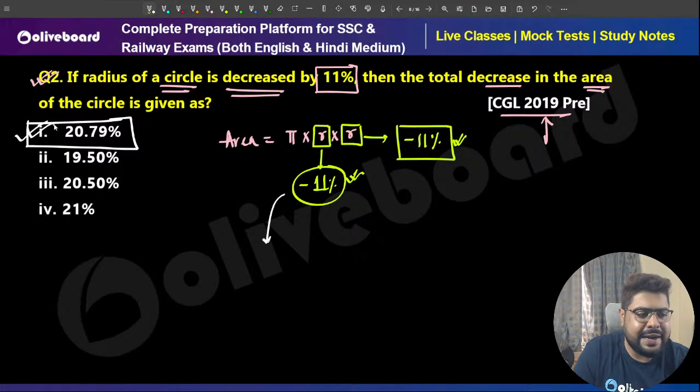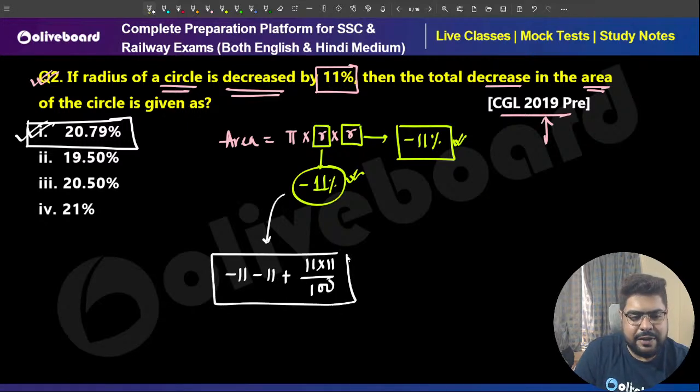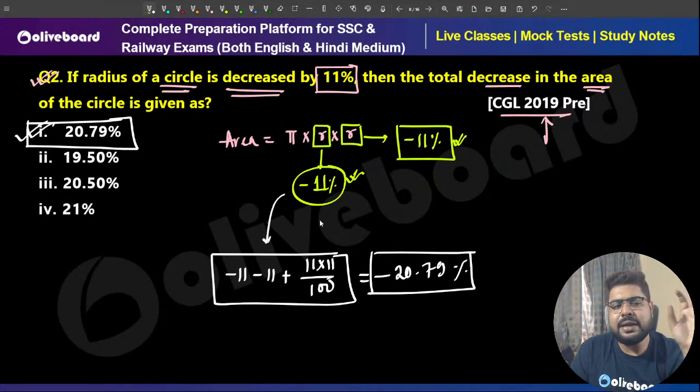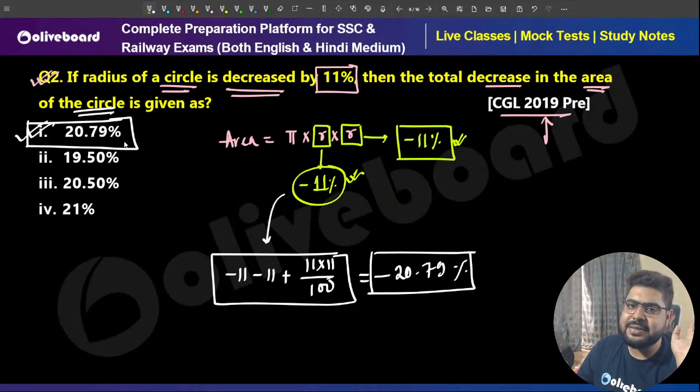I'm not doing that part. We will do the exact similar calculation. We'll get the exact similar answer. So this was a question that was asked. So we will do minus 11, minus 11, plus 11 times 11 by 100. So this will give us minus 20.79%, just like the last question. So the decrement in area will be 20.79%.